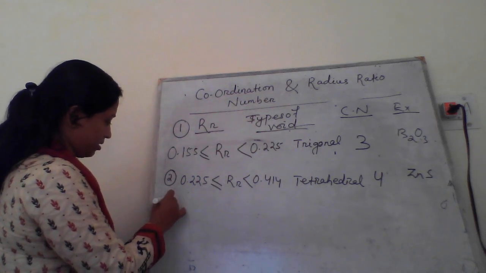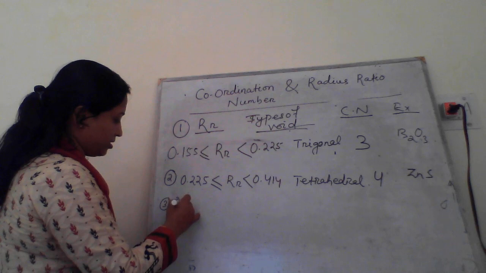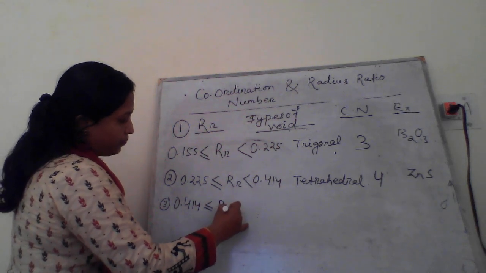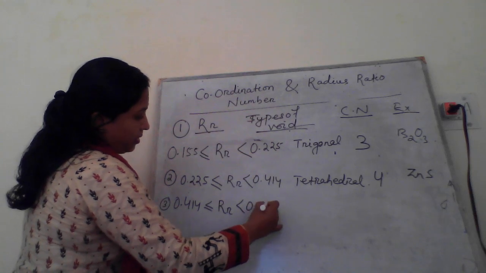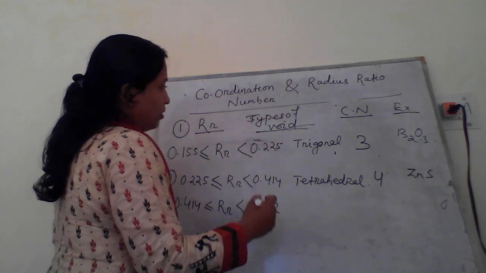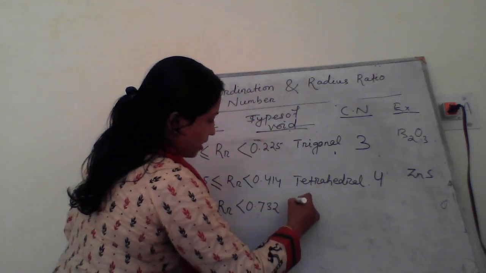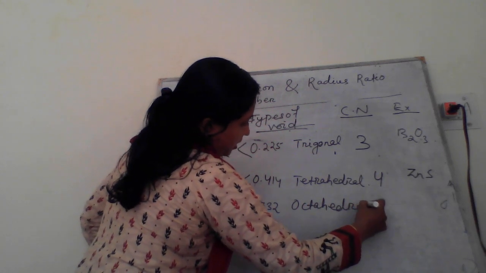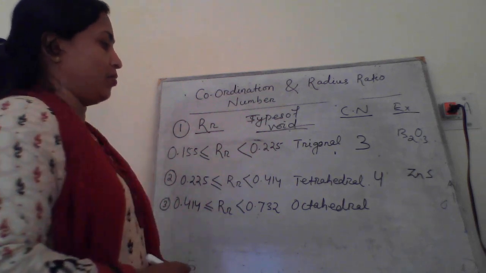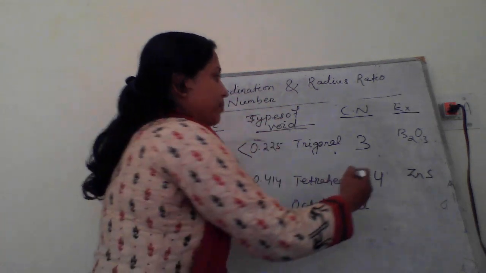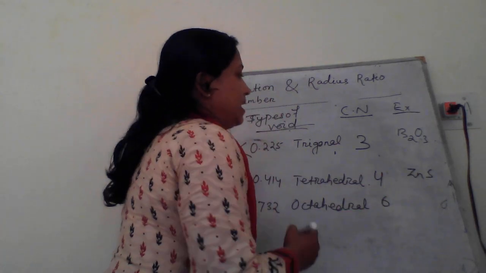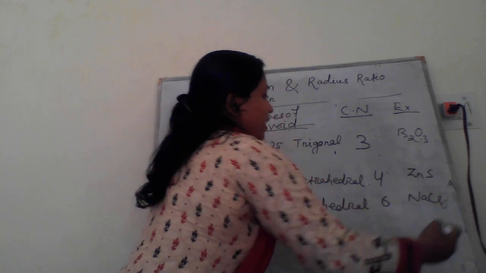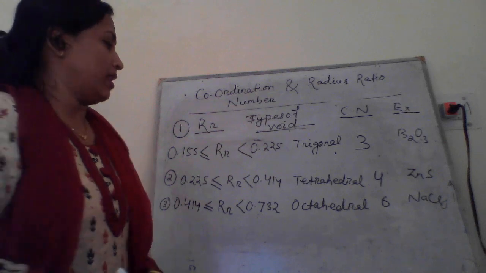And if the radius ratio value lies from 0.414 to 0.732, then the void type is octahedral. That is, the shape of the molecule is octahedral. It occupies the octahedral void. Then the coordination number is 6, and examples are sodium chloride, potassium chloride, like this.